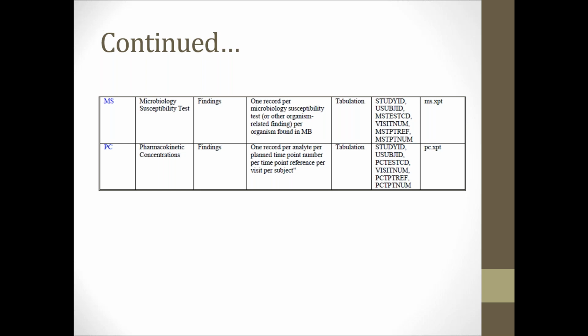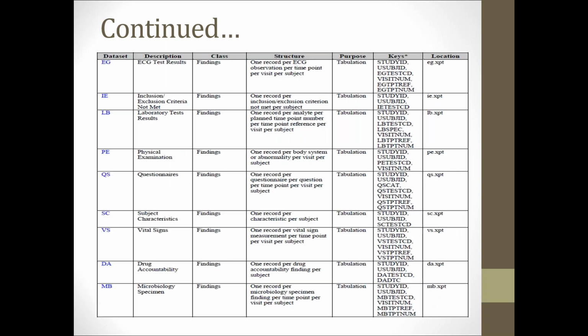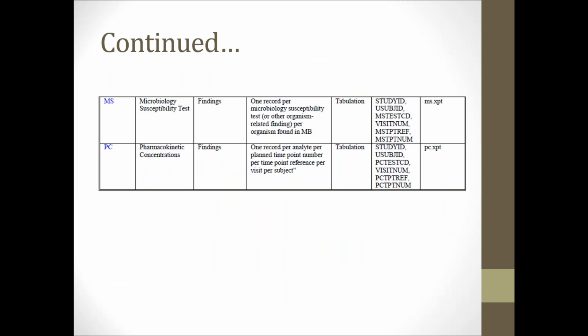MB is microbiology specimen, and MS is the susceptibility test. You have different specimens, so specimen information will come into MB, and the susceptibility test information will come into MS.